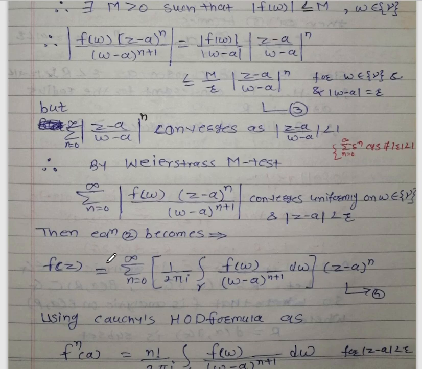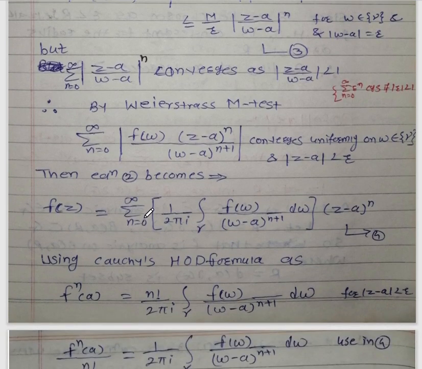Okay, so therefore equation number 2 becomes f of z equal to summation n equal to 0 to infinity 1 upon 2 pi i integral over gamma f of w upon (w minus a) to the power n plus 1 dw (z minus a) to the power n. Okay, equation number 4.